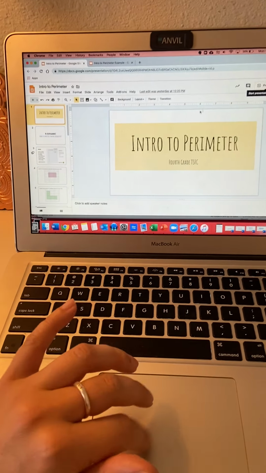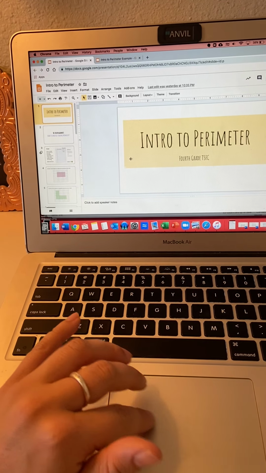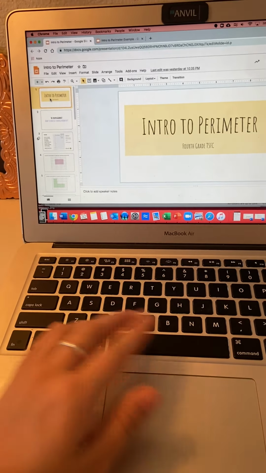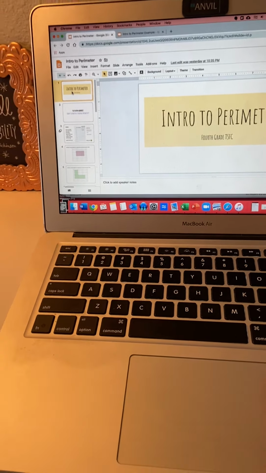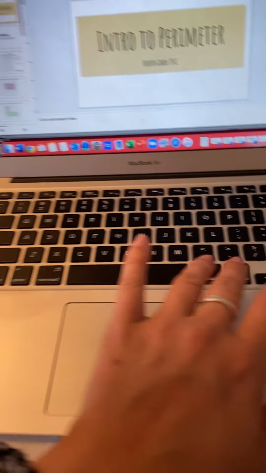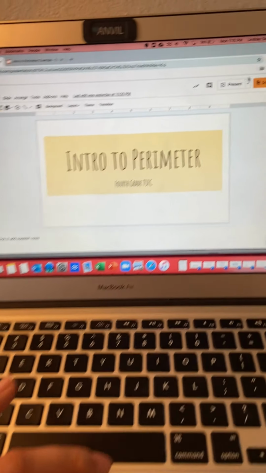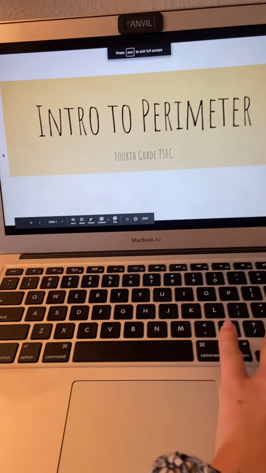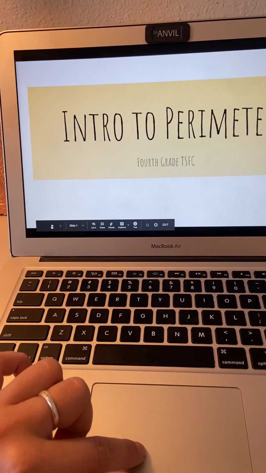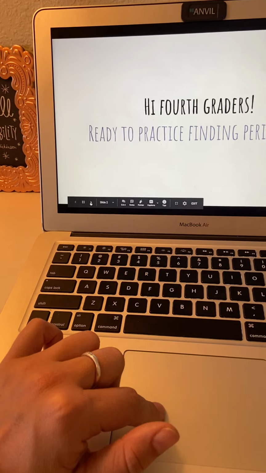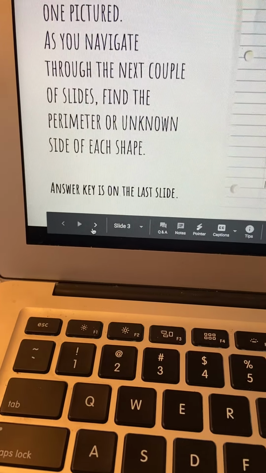I am going to show you how we are going to work through the Perimeter PowerPoint. This is what you'll open up when you open the Perimeter PowerPoint link. It says Intro to Perimeter, and you can navigate through it by using the arrows on your keyboard right here. You can make it larger by clicking present in the corner. I have it on present mode, and you could click play and it'll go through itself, or you can just click through the slides using the little arrows down here.